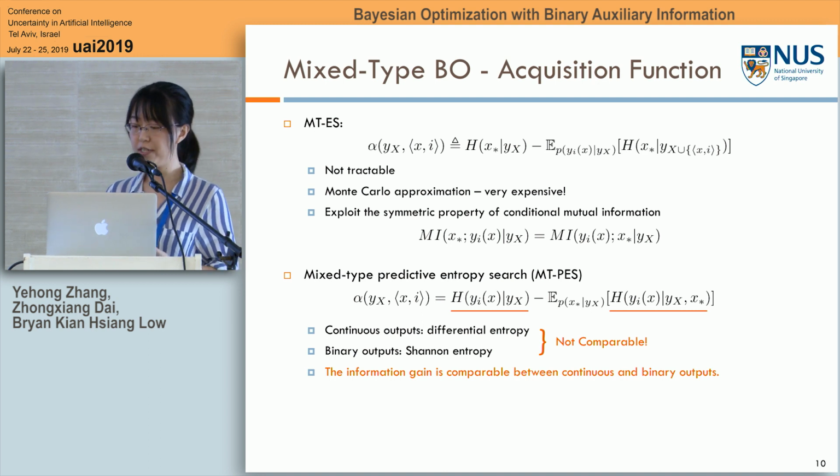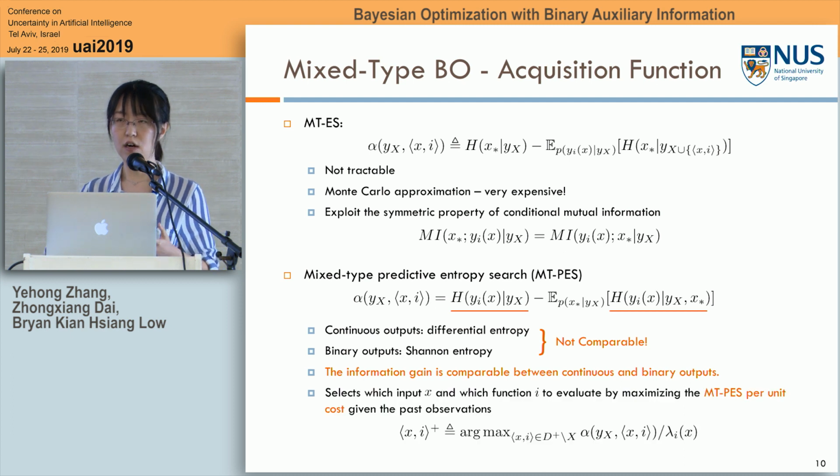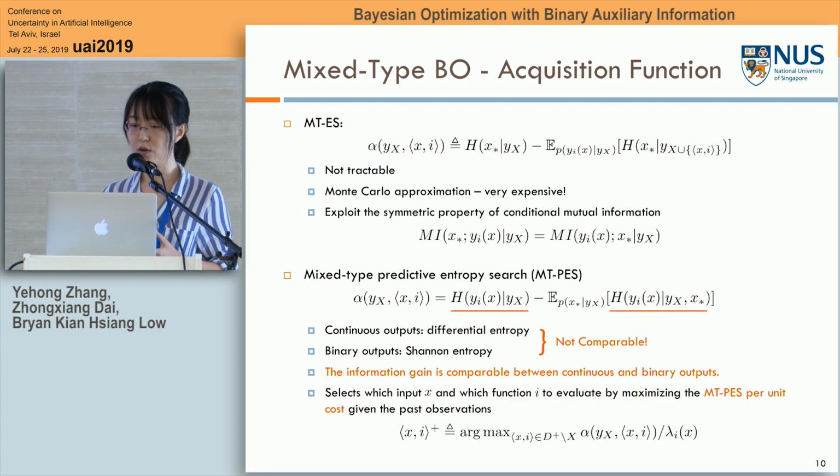So given this observation, we can jointly optimize this acquisition function over both x and I to decide which input and which function to observe in each BO iteration.